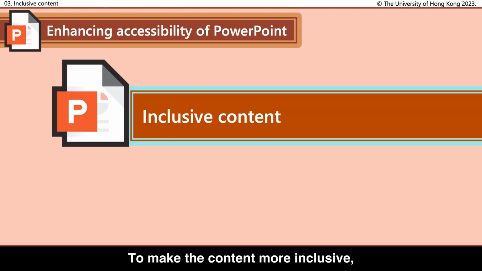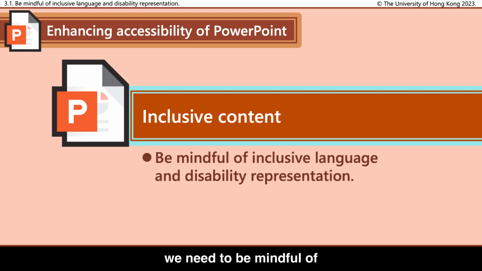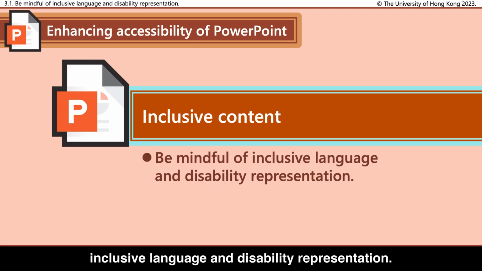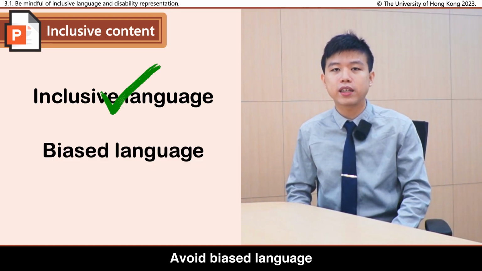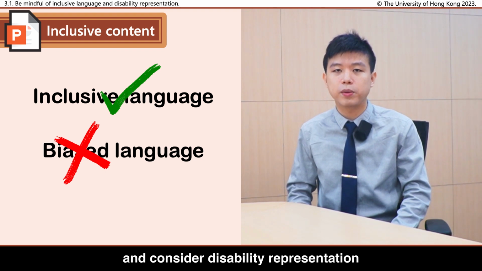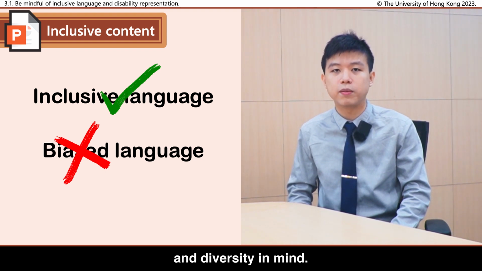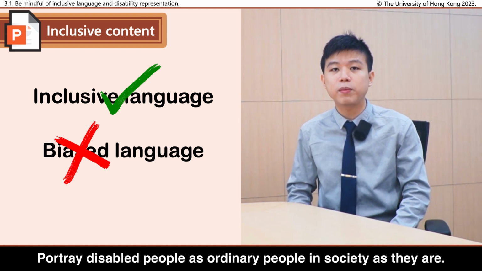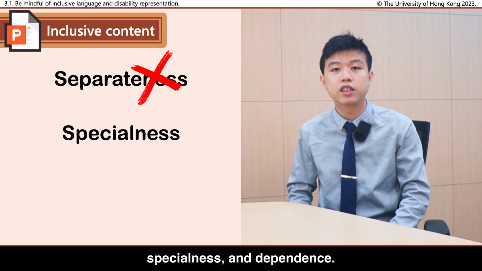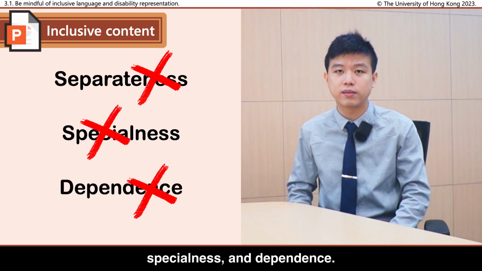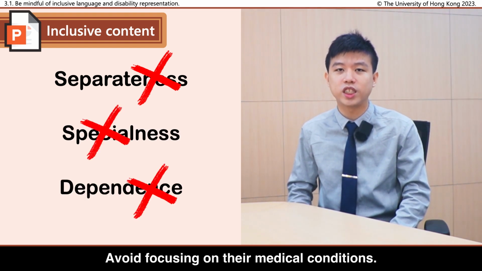To make the content more inclusive, we need to be mindful of inclusive language and disability representation. Use inclusive language, avoid biased language, and consider disability representation and diversity in mind. Portray disabled people as ordinary people in society as they are. Do not create an impression of separateness, specialness, and dependence. Avoid focusing on their medical conditions.